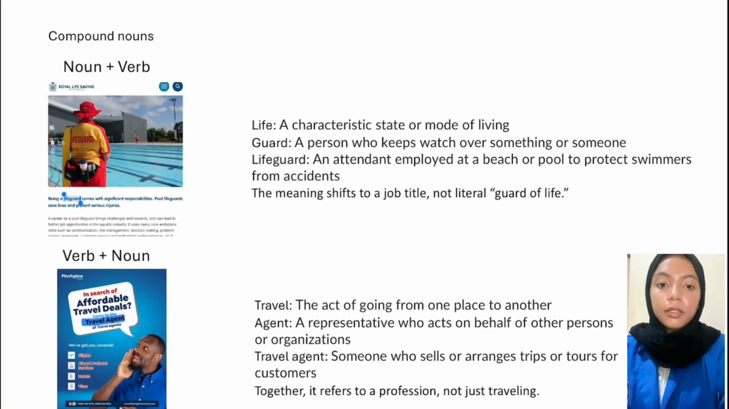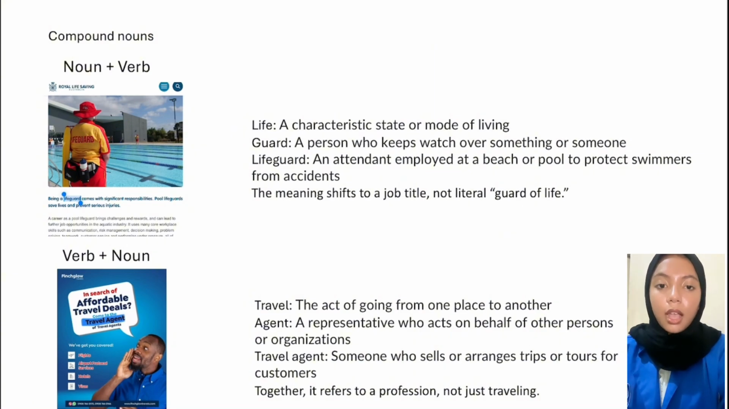And next, I have lifeguard, a noun plus verb. Life is a characteristic, state, or mode of living. Guard, a person who keeps watch over something or someone. Lifeguard, an attendant employed at a beach or pool to protect swimmers from incidents. The meaning shifts to a job title, not literally a guard of life.